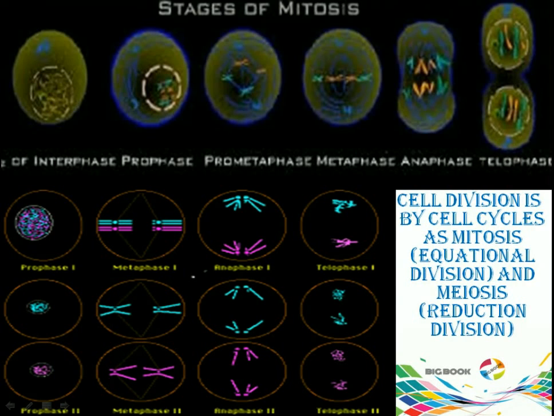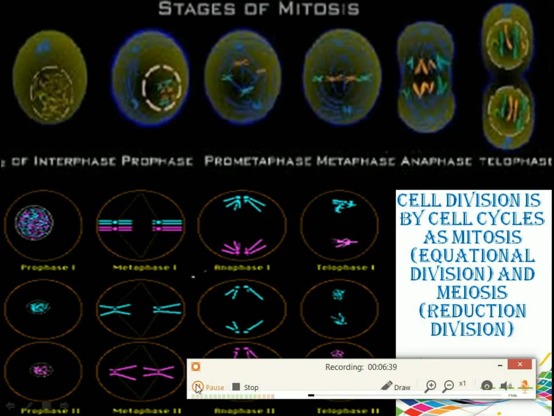Cell division is by cell cycles, that is mitosis, which is an equational division, and meiosis, which is a reductional division. Equational division divides the complete cell in all aspects, even the genetic material, equally to the daughter cells, and it is responsible for the growth of the organism with respect to the tissue, the organ and the organism.